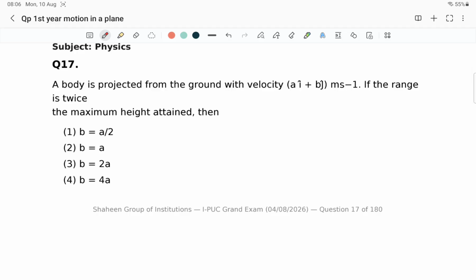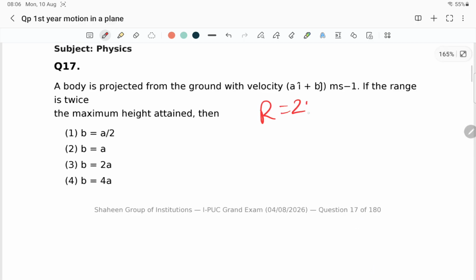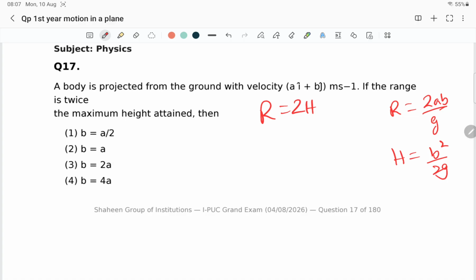Now, question number 17. A body is projected from ground with velocity a i cap plus b j cap meters per second. If the range is twice the maximum height attained. When he has given a i cap plus b j cap, we have range formula as 2ab by g and height formula as b square by 2g. If you know this much, then you can find out.